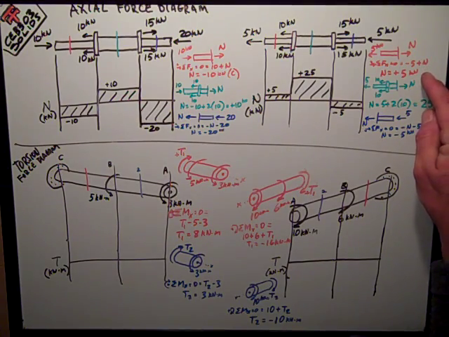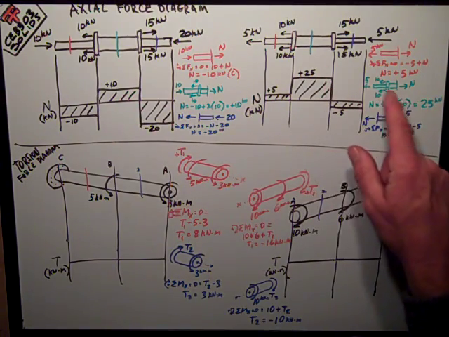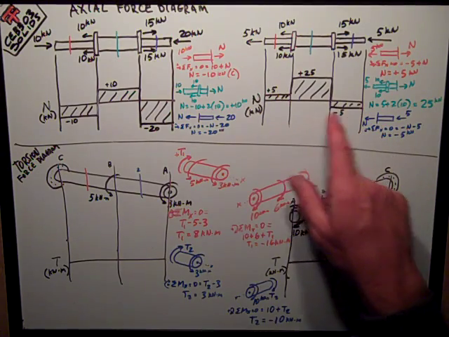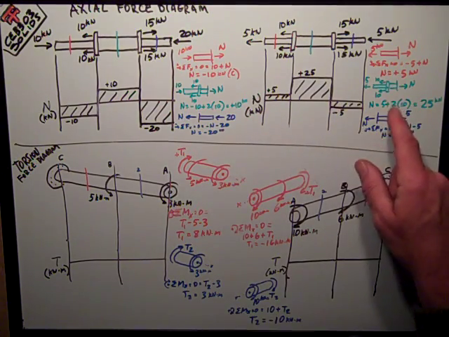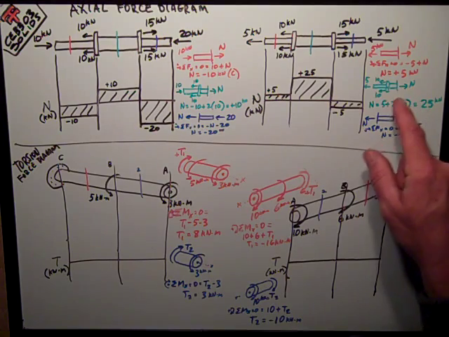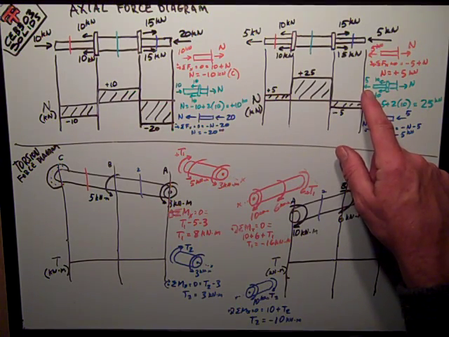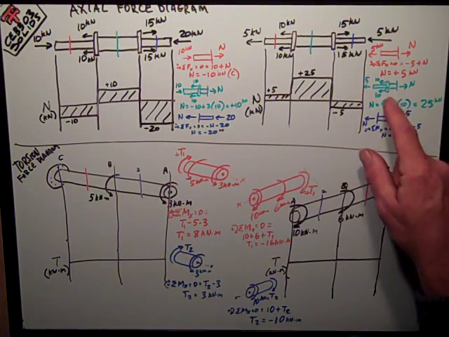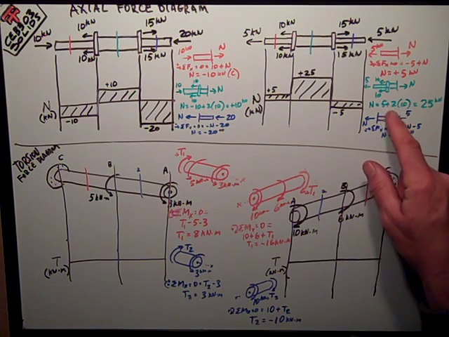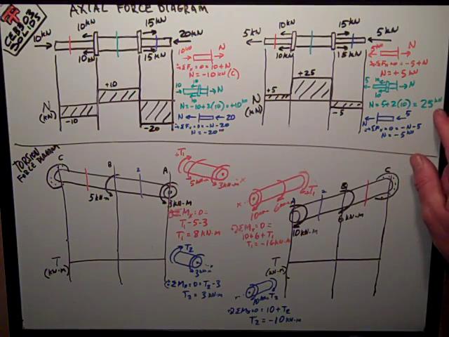It's in tension. Continuing on, do the same free body diagram here, kind of skipping my sum of forces and just writing it out directly. N is equal to, this produces positive, these add and produce more positive, more tension. So 5 plus 2 times 10 is 25 kilonewtons tension.